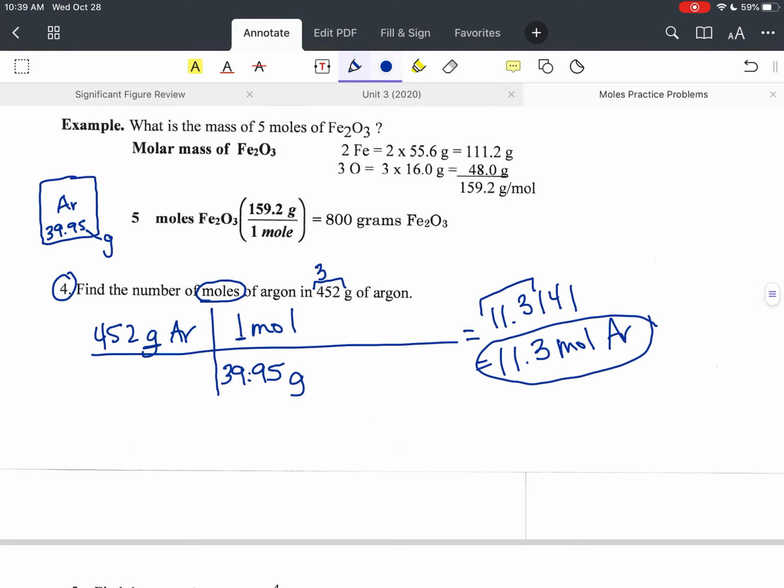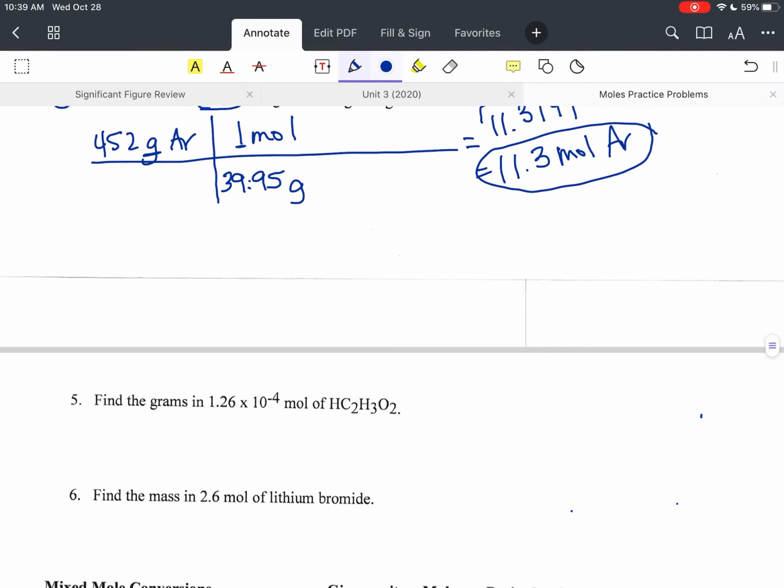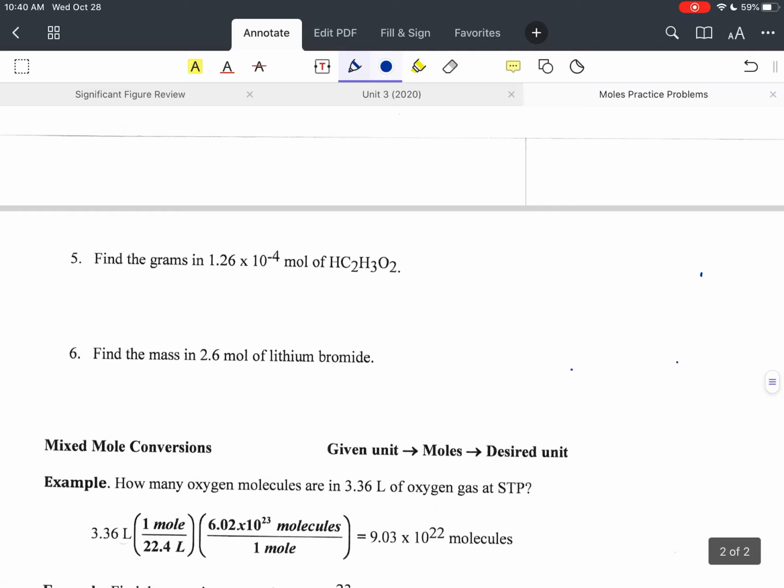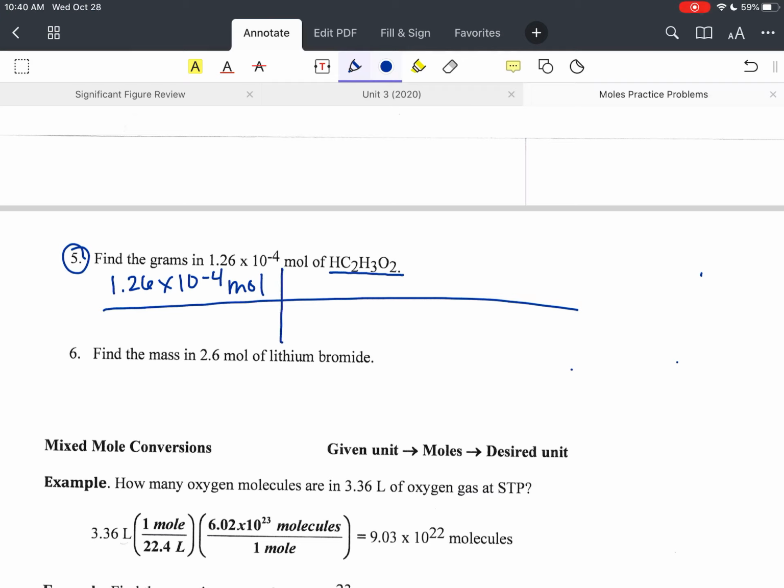Okay, I do want to do number 5, because we're looking at this compound, which is different than what we just did when we were just looking at one element. So I want to show you how to do this one. I start setting it up the same way I set it up before. I'm always going to start with what I'm given. Okay, moles. And remember, when I'm going from grams to moles, I'm going to need to use my molar mass.